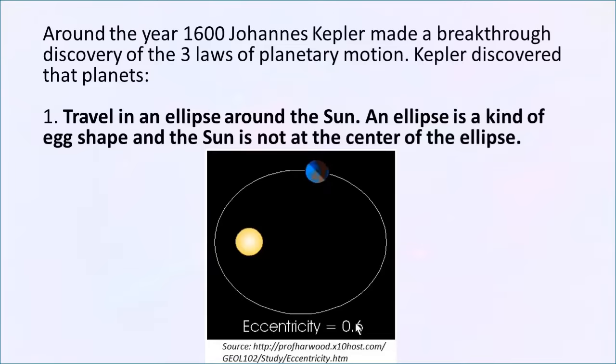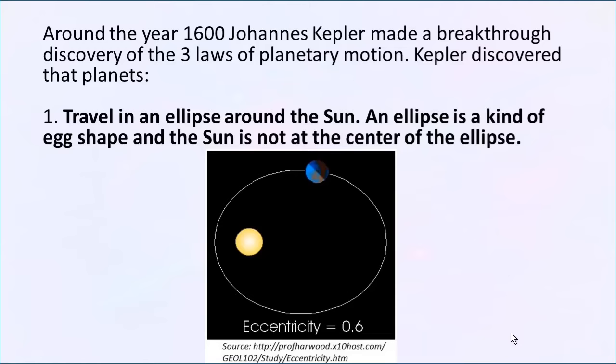And there's a measurement given to it, and in this case it's 0.6, but right now, don't worry about where that 0.6 value comes from. All we want to know is that the planets travel around the sun in this ellipse, which is like a flattened circle, and for some planets it's flattened, made skinnier, and for other planets it's closer to round.